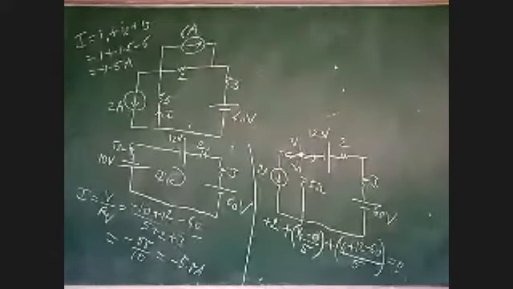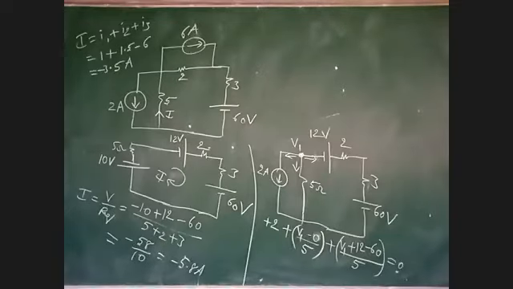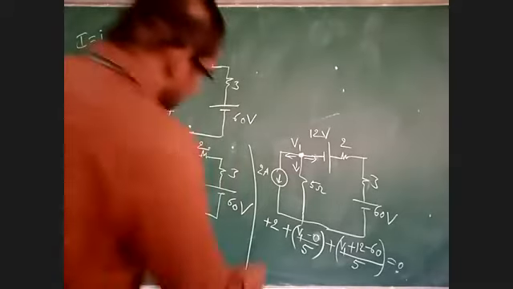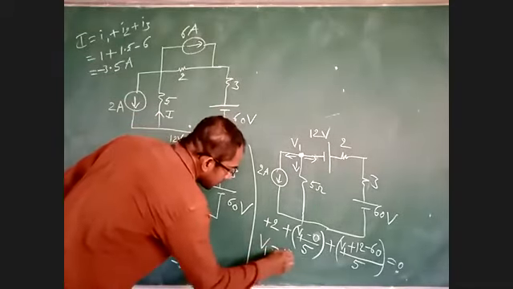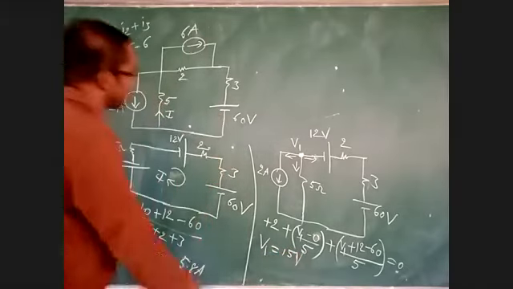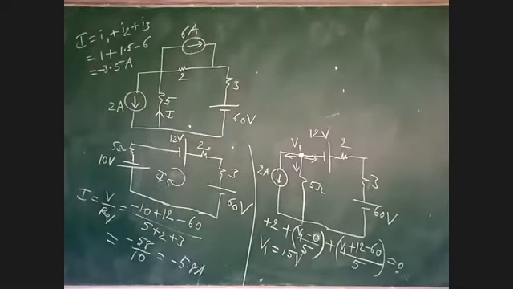Fifteen, sir. 16? 15. 15 you are getting? Yes. Okay. 15 volts. See properly how much you are getting. 15 you are getting, or 16? 15. 19. 19 you are getting. 19, sir. Okay. You are getting 19 volts.